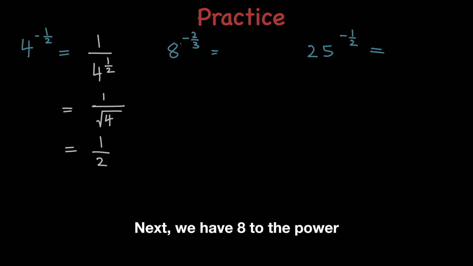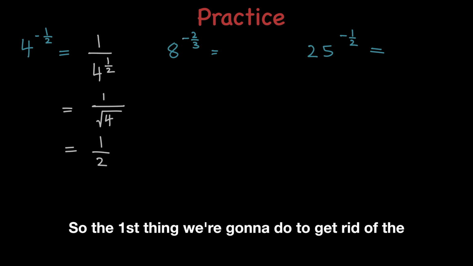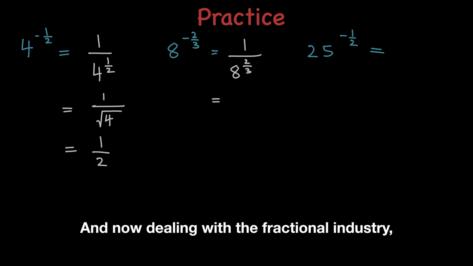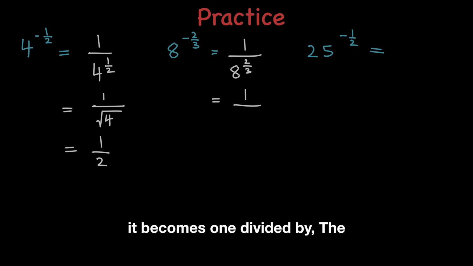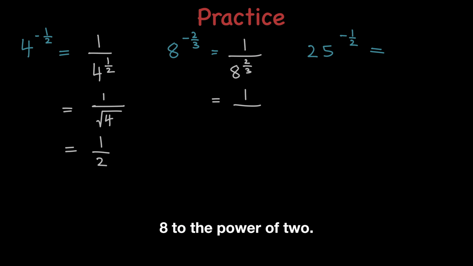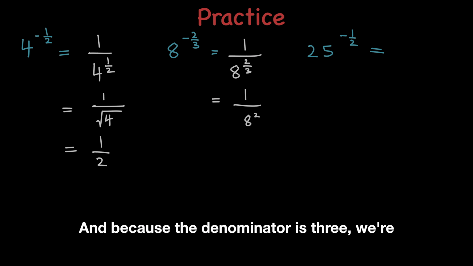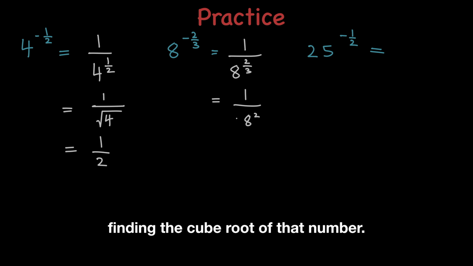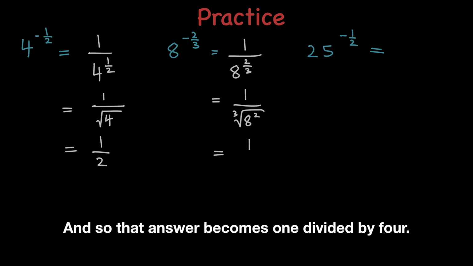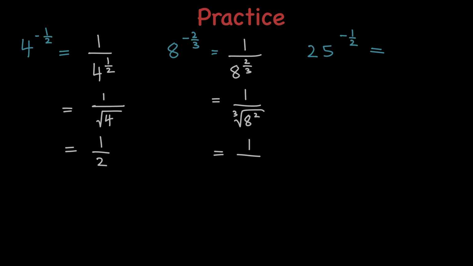Next, we have 8 to the power of negative 2 over 3. So to get rid of the negative sign, we're going to do 1 divided by 8 to the power of 2 over 3. And now dealing with the fractional index, it becomes 1 divided by the numerator, which is the power, this number 2, 8 to the power of 2. And because the denominator is 3, we're finding the cube root of that number. And so that answer becomes 1 divided by 4.